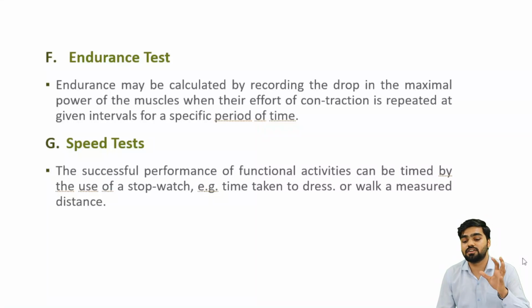Later on, speed test. The successful performance of functional activities can be timed by the use of a stopwatch. Here for checking the speed test, you will need a stopwatch, like time taken to dress or walk a measured distance. Like to complete the distance by walking, how much time the patient requires to complete the task, or even for dressing up, how much time is taken by the patient, it will be recorded by stopwatch. So it will come under speed test.